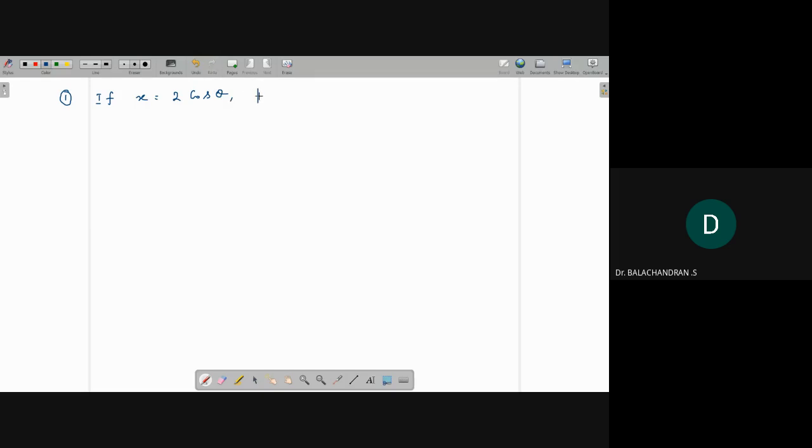So prove that 1 plus cos 9 theta divided by 1 plus cos theta is equal to x power 4 minus x cube minus 3x square plus 2x plus 1 whole square.